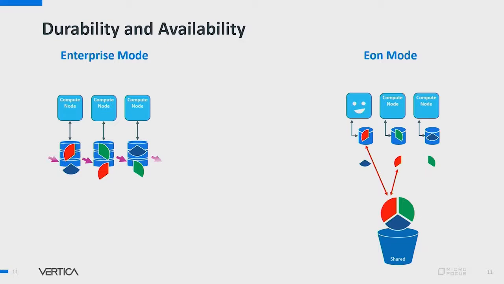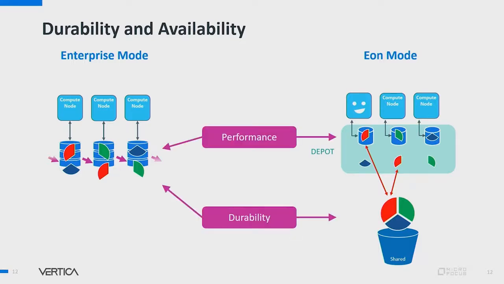Let's discuss that briefly. Eon mode has a local caching layer called the depot. As a cache copy, it is entirely ephemeral. You need not worry about losing it because the durable copy is always in shared storage. The reason for a caching layer is that shared storage is not performant, certainly not as performant as locally attached disk. In enterprise mode, both performance and durability come from the locally attached storage. In Eon mode, durability comes from shared storage while performance comes from the depot.